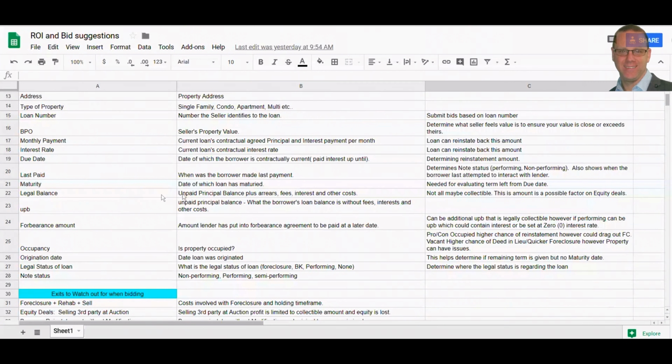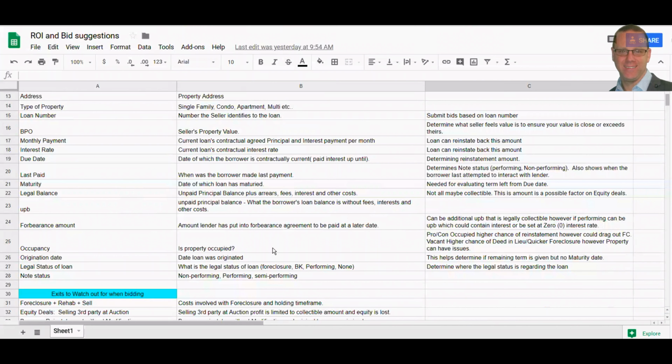Legal balance is a big one, because it may not be all collectible, meaning the current legal balance is different from the collectible balance. We'll get into that in a minute as well. Unpaid principal balance is what the person owes outside of the extra fees and costs.